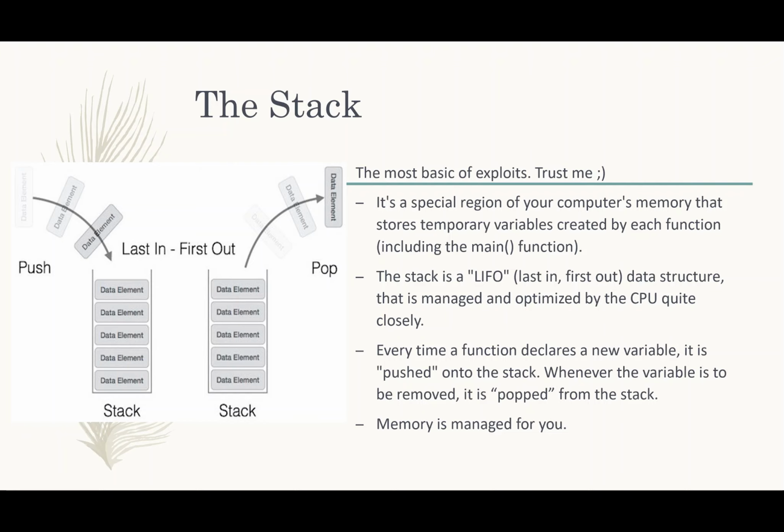The stack is a special region of your computer's memory that stores temporary variables created by each function, including main, obviously. One interesting thing about the stack is that it works on a last in, first out system. You can read more on this, but what I mean is that the first variable will go to the bottom of the stack, and what will come out is the last variable that was put in. Two things to remember are push and pop. Every time a function declares a new variable, it is pushed onto the stack, and whenever a variable is to be removed, it is popped.